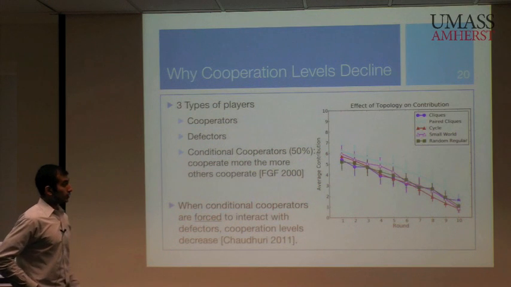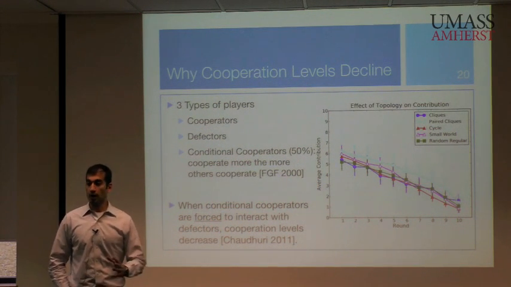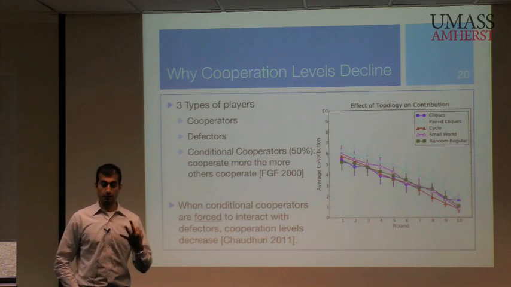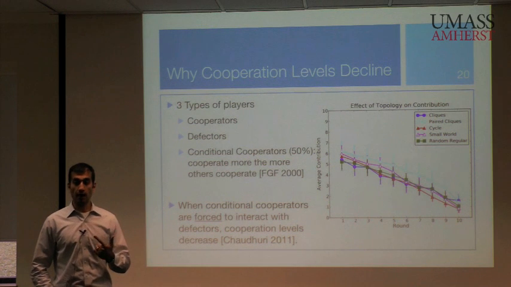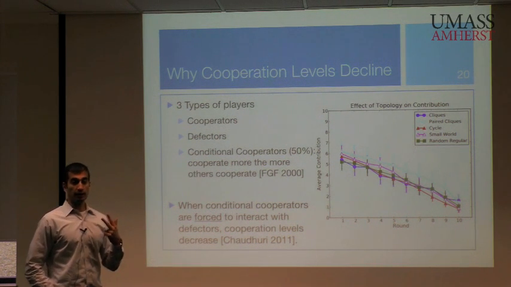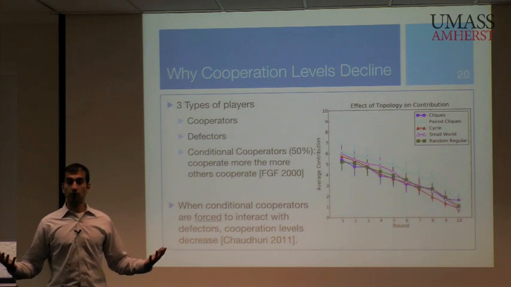Okay. So here's what's known. This has been studied for about 30 or 40 years. And what's been known is that there's 3 types of players. There's cooperators, people who cooperate a lot. There's defectors, people who defect a lot, and there's conditional cooperators, who I mentioned before. Again, how do they operate? They operate: I will contribute more the more my friends contribute.